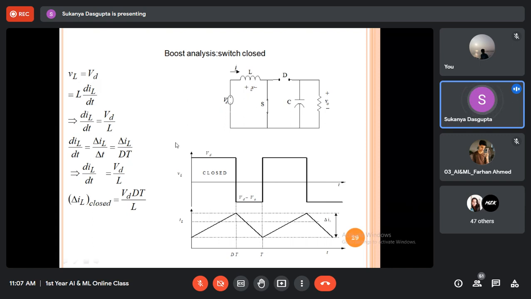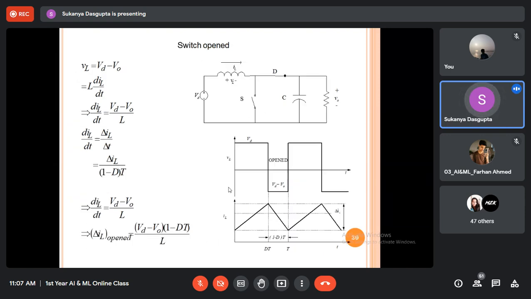Fine. So VL is equal to Vd when the switch is closed. But when the switch is opened, what is VL? It is Vd minus V0. Look at the circuit diagram, equivalent circuit diagram. When the switch is opened, the inductor has changed its polarity. Why? Because this time the inductor is trying to dissipate its stored energy, right?